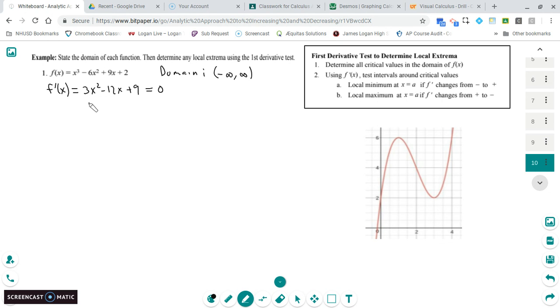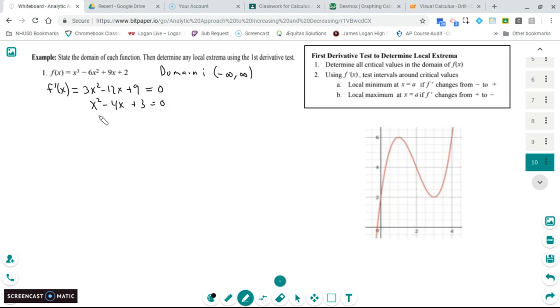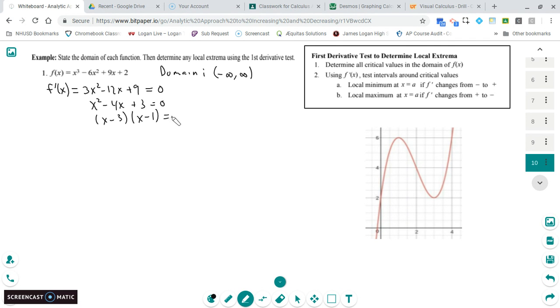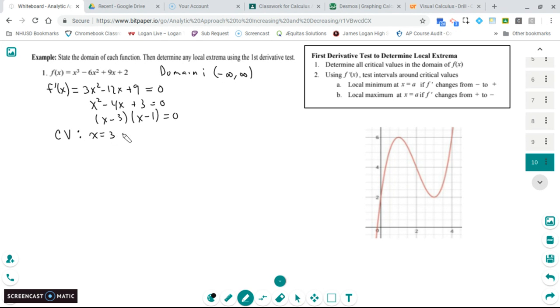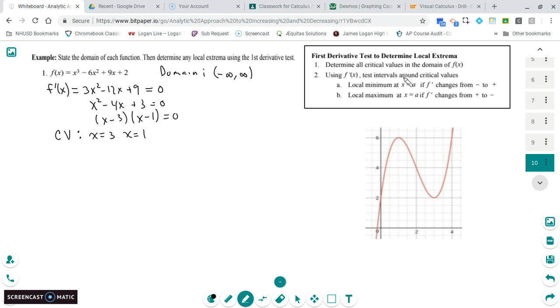Let me divide by 3 to simplify finding the roots and factor. And so there are 2 zeros in this function. So my critical values are at x equals 3 and x equals 1. Now, I found all the critical values. Now I'm going to use the first derivative to test around those critical values.